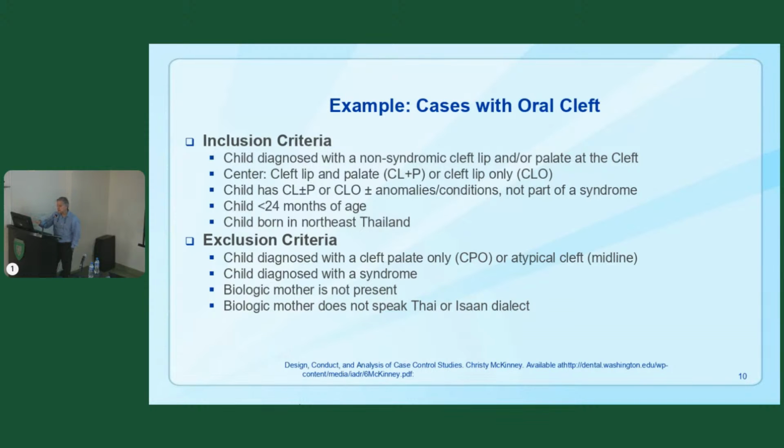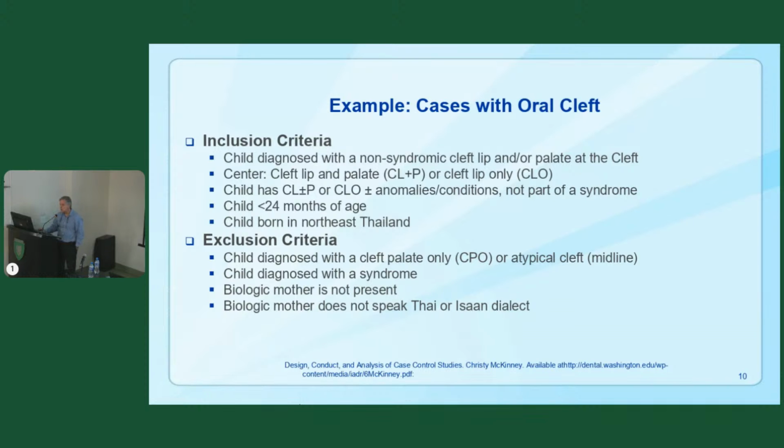A child diagnosed with a syndrome is excluded, because it's a syndrome, not specifically that condition. Biological mother is not present: you cannot do it, since confounding variables are extrapolated from the parents' interview on the child's issues. Biological mother does not speak Thai or another local language. That was done in Thailand. Here's the paper. You can look it up for that case-control study.